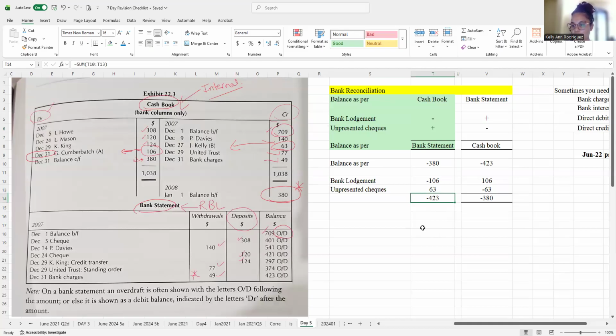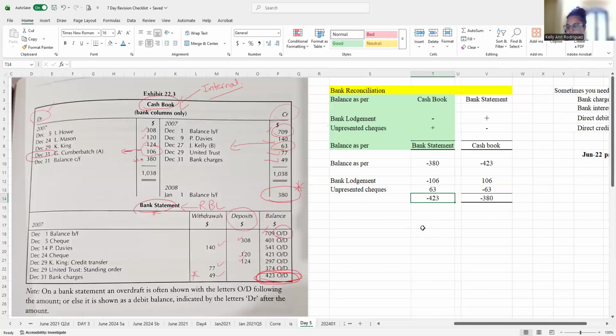A negative 423. If we look at our bank statement at the end of the period, what is the balance here? The balance is 423. So when you start with the balance that you have in your cash book and you minus what they didn't have as deposit and you add back what they didn't have as your payments, it actually returns to the balance that the bank has, which was 423.